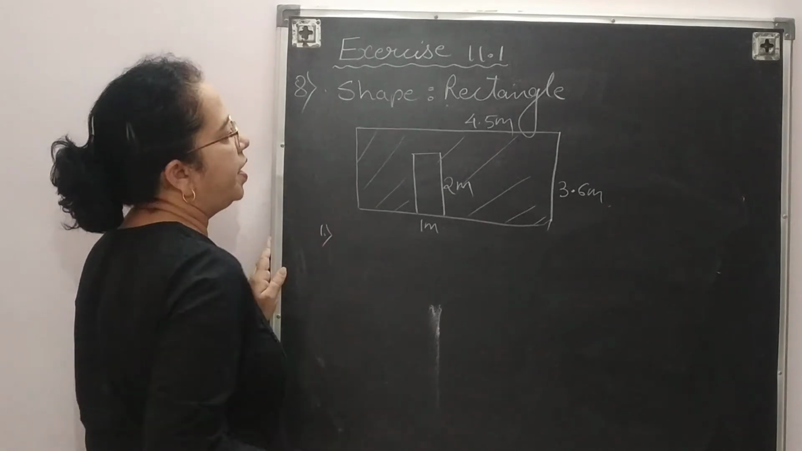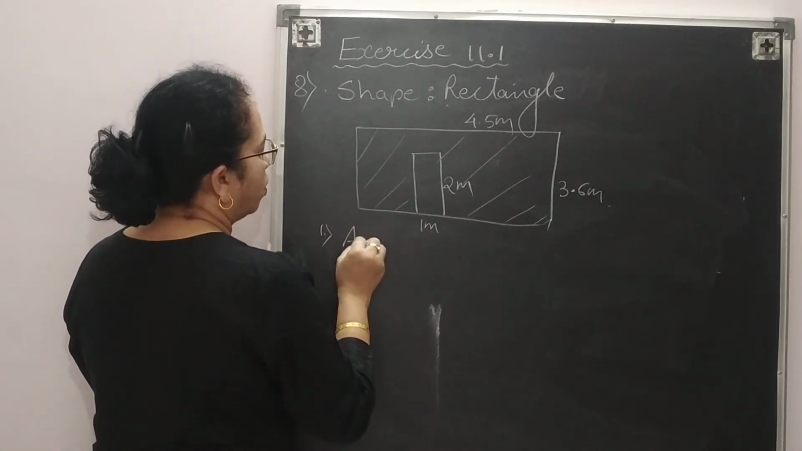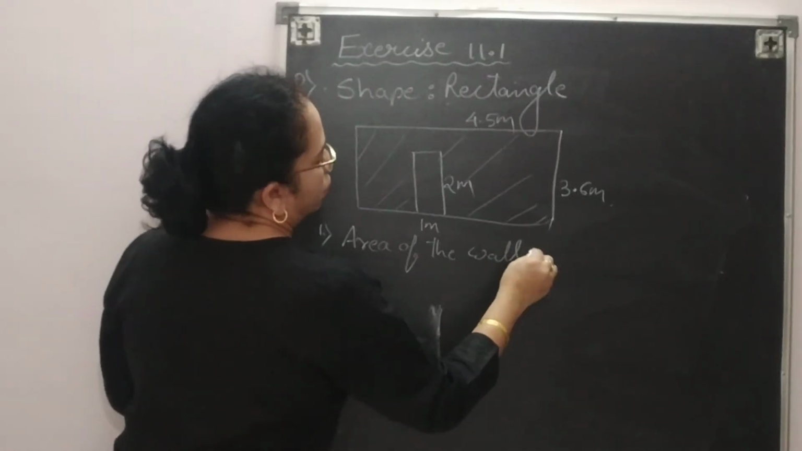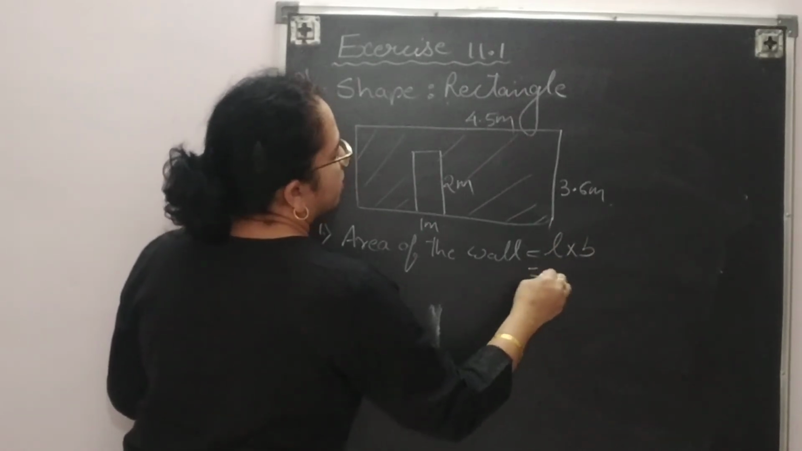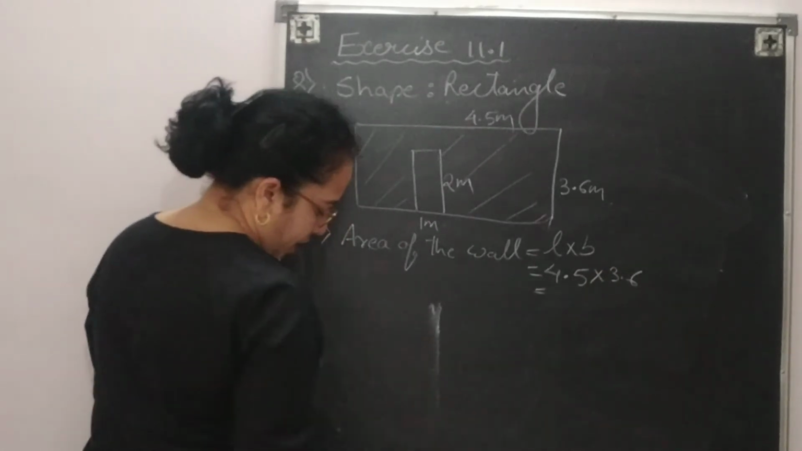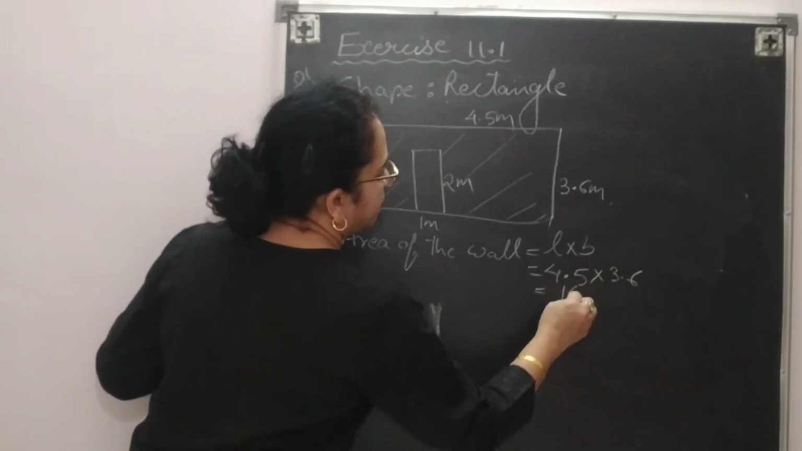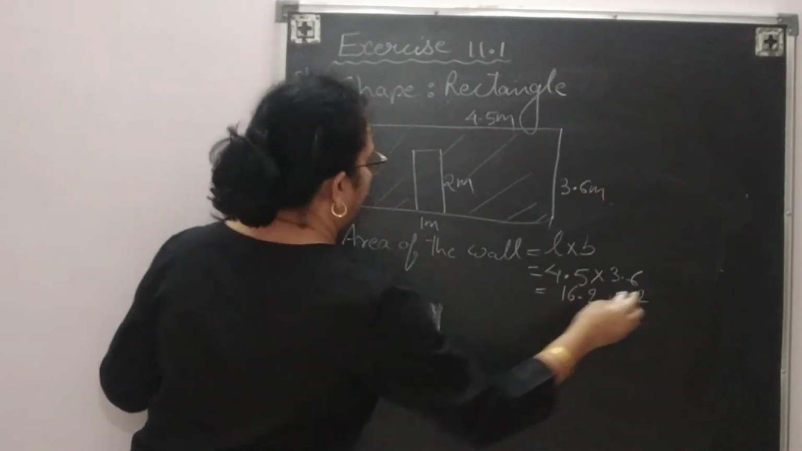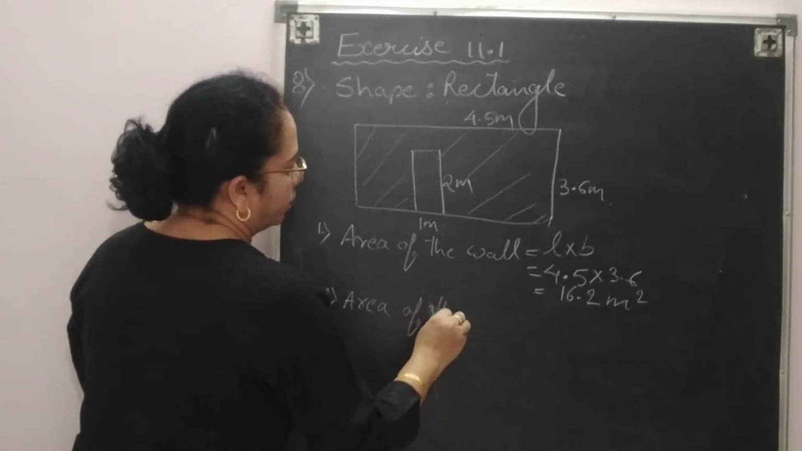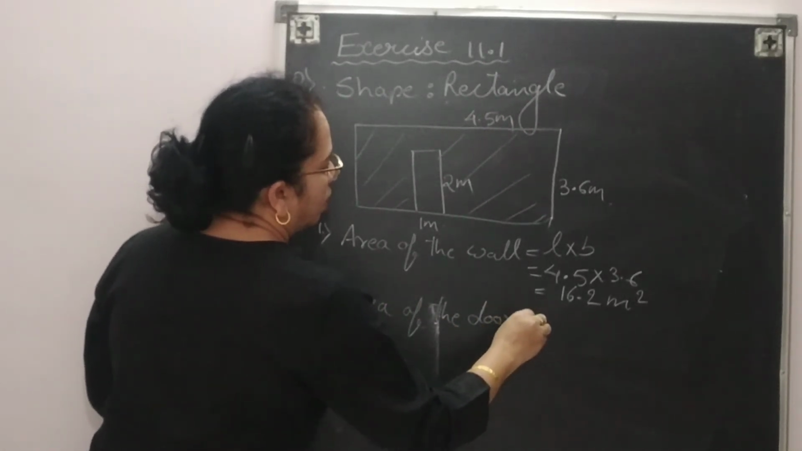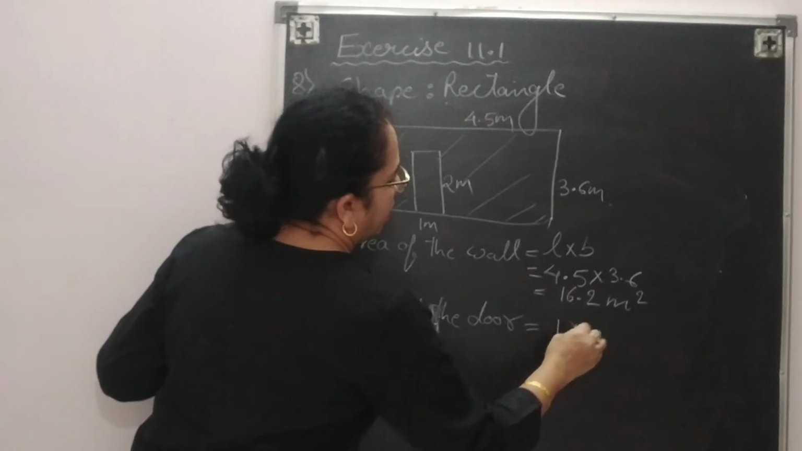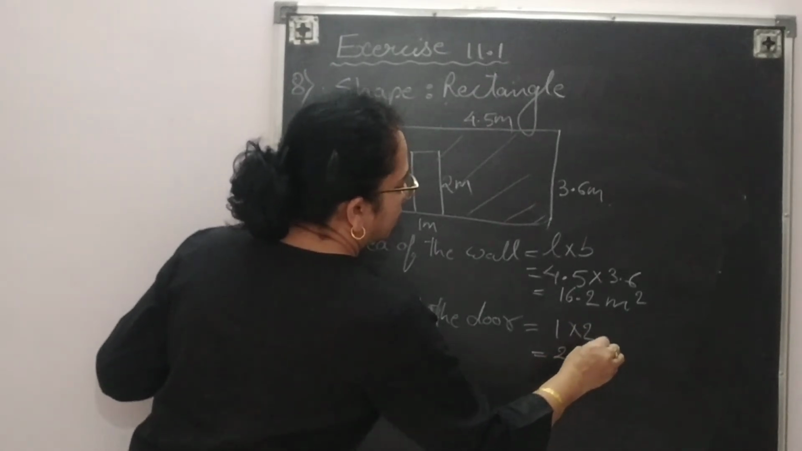So first step, we will find out the area of the wall. This is a rectangle. So formula will be length into breadth. Substitute the values: 4.5 into 3.6. Multiply these two numbers and you will get 16.2 meter square. Now second step, we will find out the area of the door. Again length into breadth. So 1 meter, or you can say 1 into 2. This will give you 2 meter square.